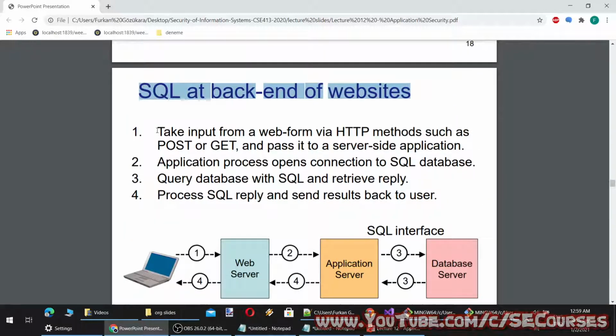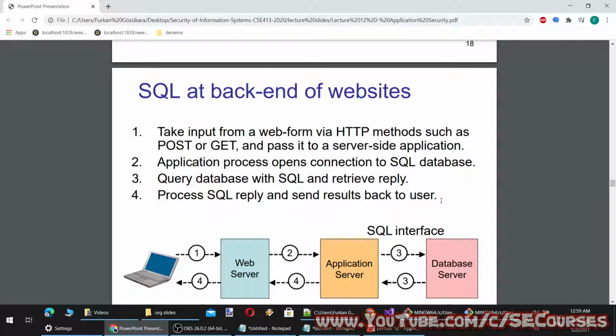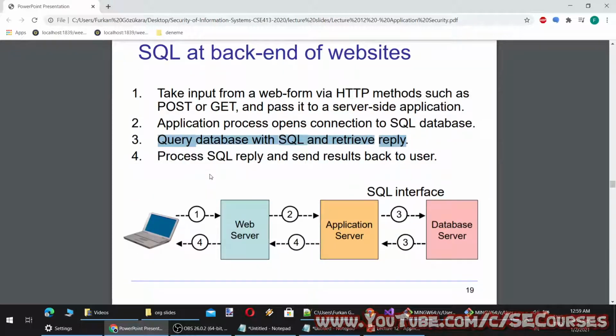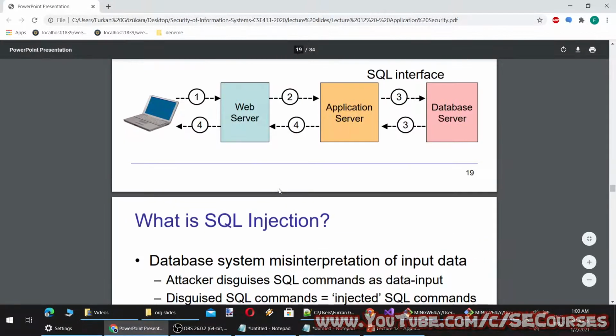SQL at the back end of websites. 1. Take input from a web form via HTTP methods such as POST or GET and pass it to a server-side application. 2. The application process opens a connection to the SQL database. 3. Query the database with SQL and retrieve the reply. 4. Process the SQL reply and send results back to the user. Okay, this is the usual usage of SQL at the back end of a website.